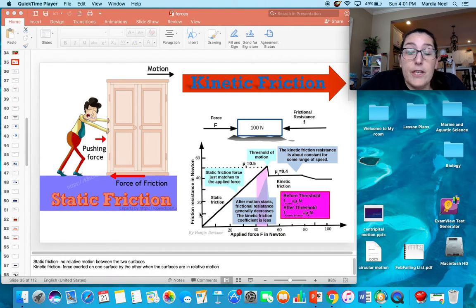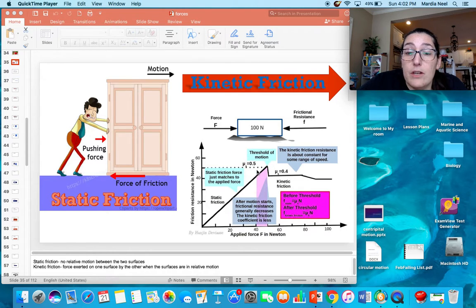So you have friction resistance in newtons on your y-axis, and you have force in newtons on your x-axis. This first line right here, that steady slope, is your static friction force. That static friction force is equal to, or just matches, the applied force. If you look, the rise would be 20 and the run would be 20, so your slope is 1 the whole way up. It's steady and it matches. So he can push and push and push, and nothing is moving. Then we're going to reach this threshold of motion.